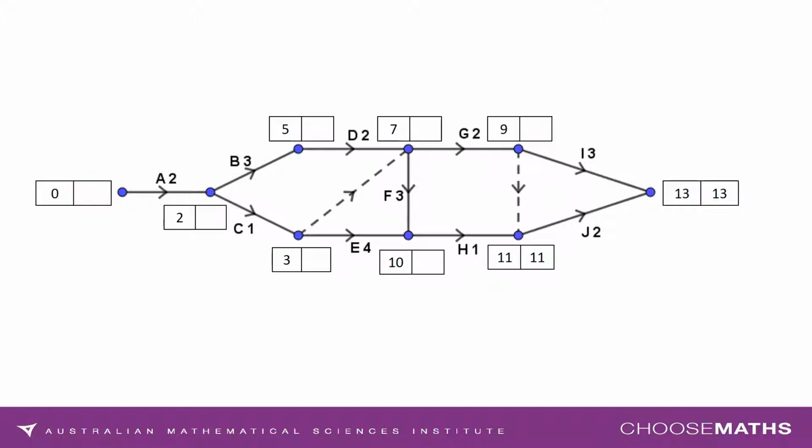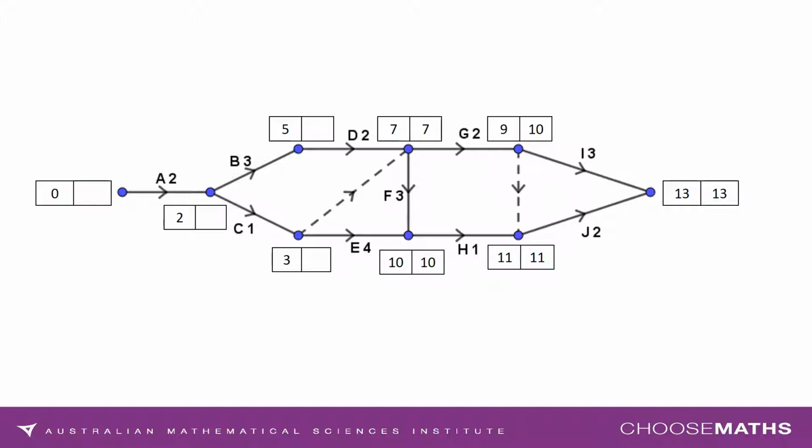To get to the end of I, there are two pathways. We could go directly from the final vertex, or we can go J and then via the dummy. The duration of these two pathways is either 11 going through the dummy or straight back from I, which would give us 10. We choose the smallest of these times, which is 10.